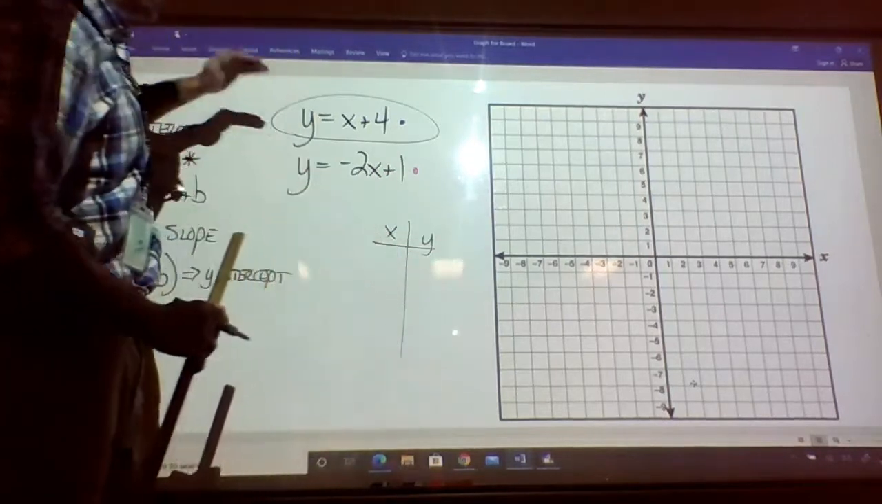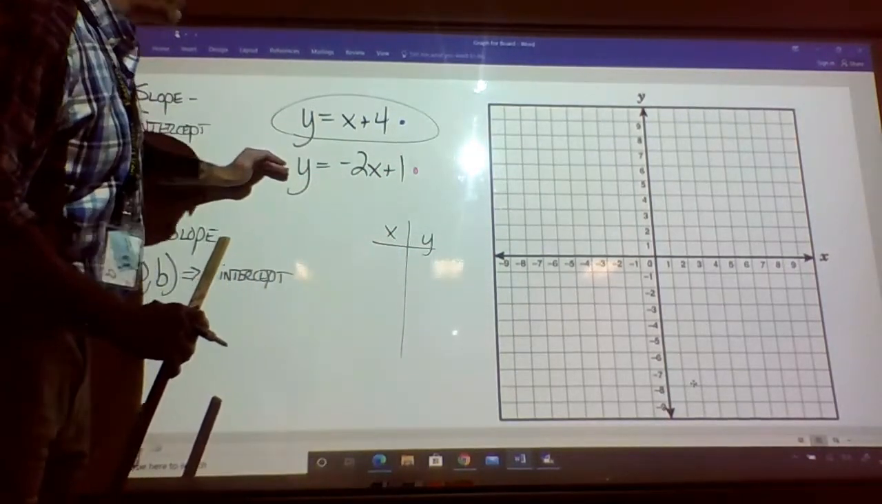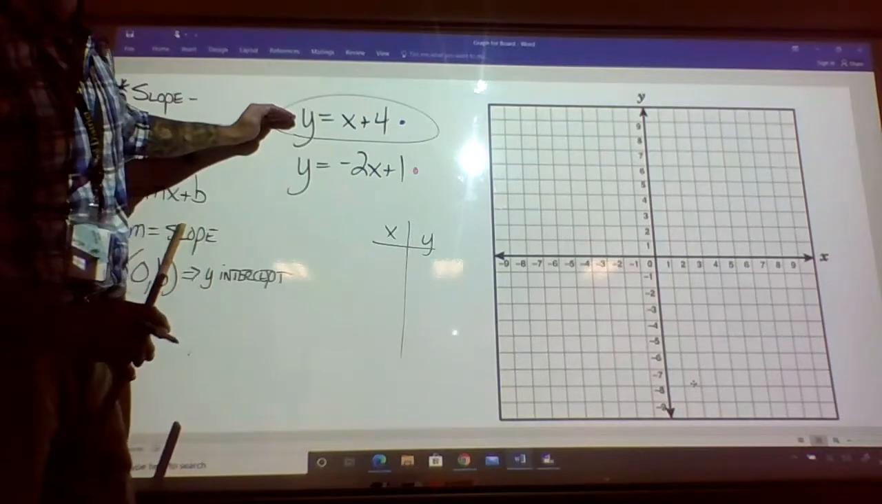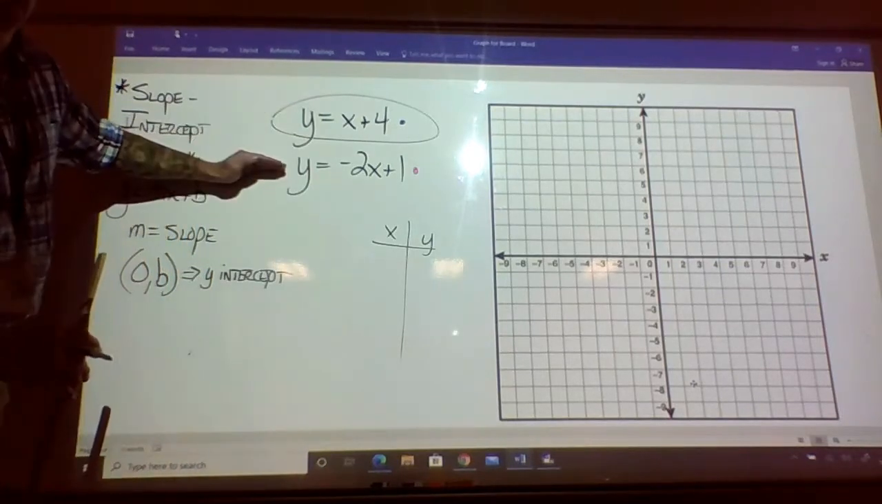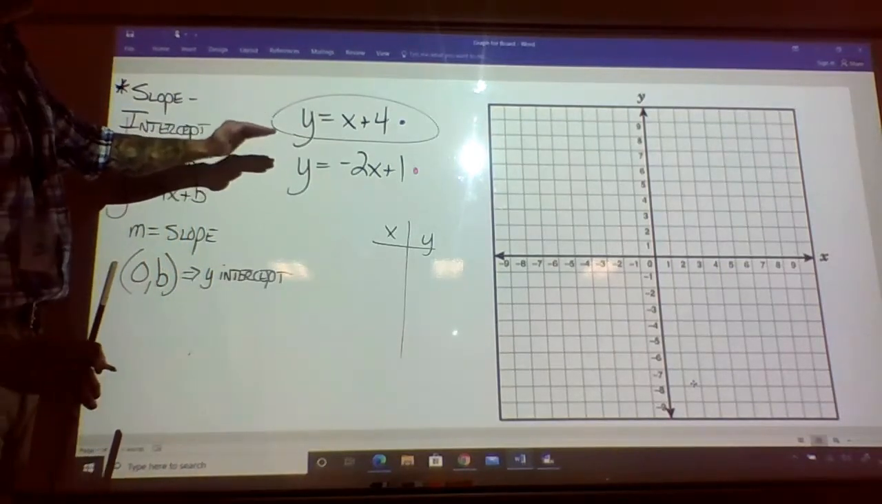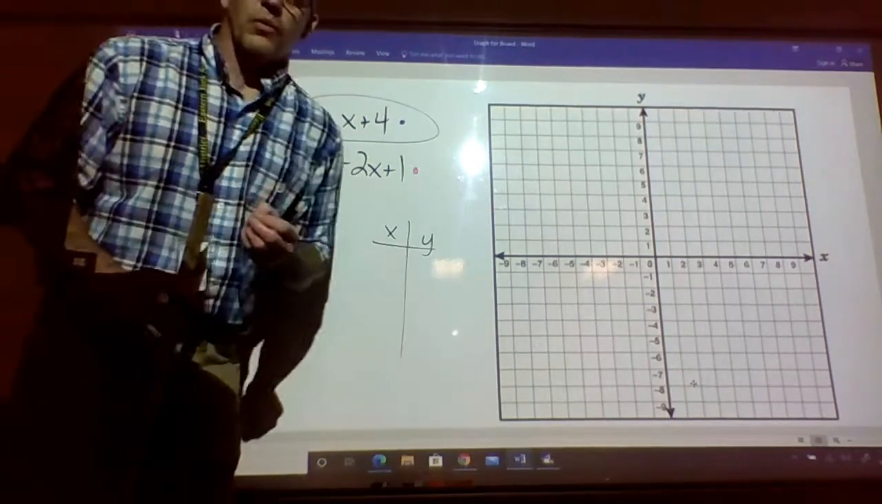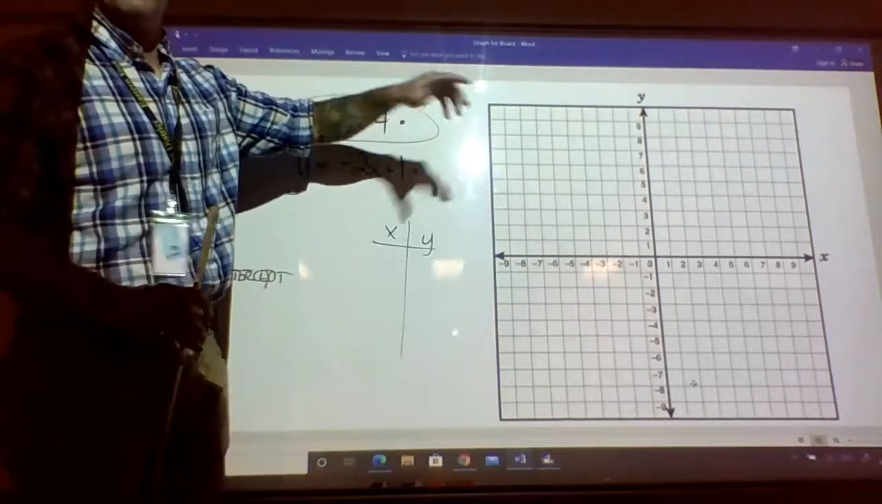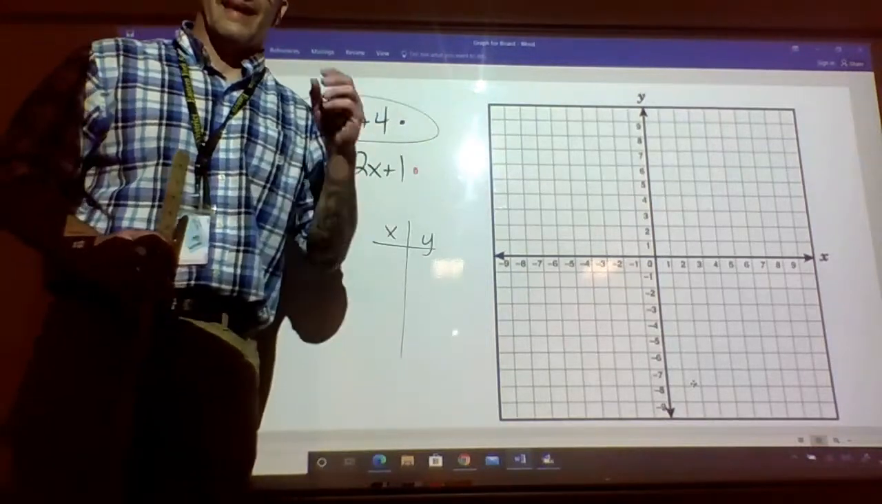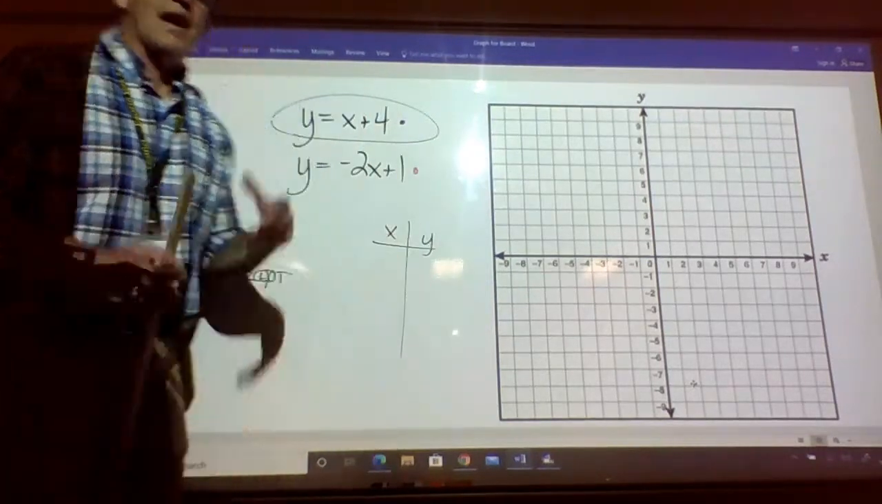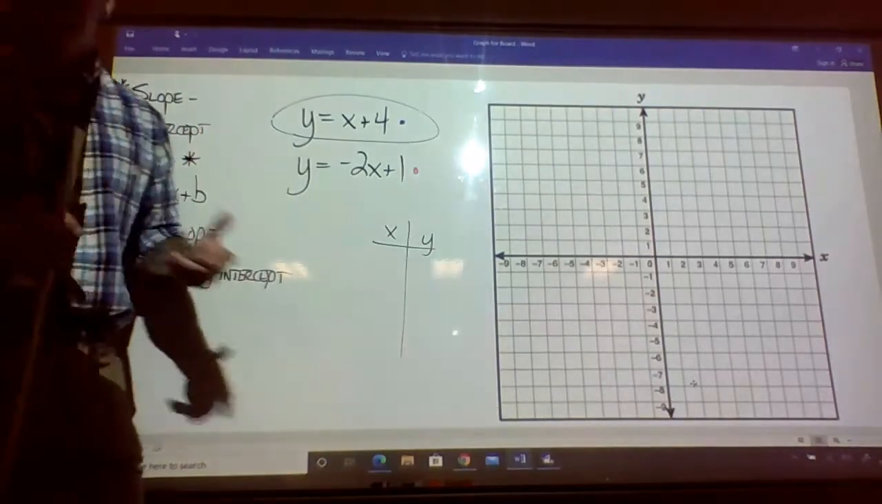So we're going to graph this and graph this. That will show the infinite amount of solutions that make each equation work, and then we're going to find the point that makes them both work. The best way to do that is graphing, because all we have to do is find the point where they intersect or cross, and now we have the solution to the system.